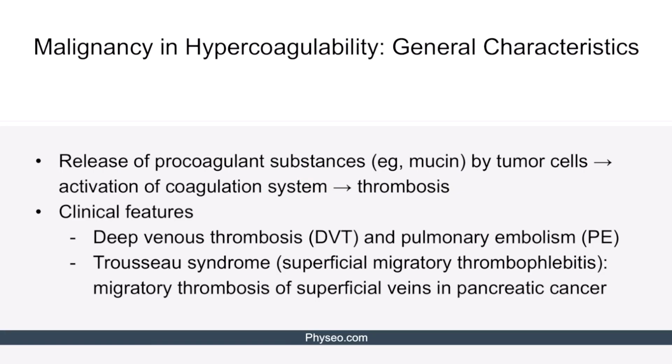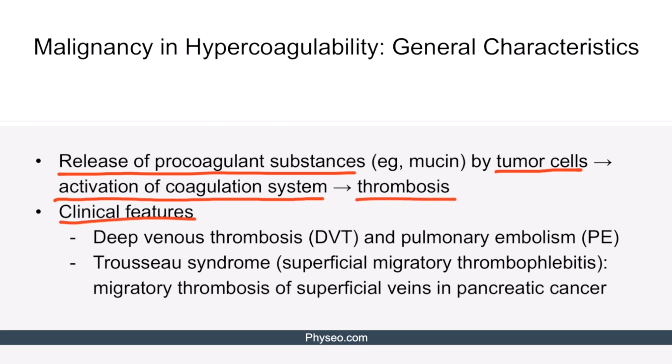Now we will discuss malignancy in the context of hypercoagulability. Tumor cells commonly release the procoagulant substances like mucin, which activate coagulation system leading to thrombosis. Clinical features may include DVT and pulmonary embolism. It's very high yield to be familiar with Trousseau syndrome, also known as superficial migratory thrombophlebitis.